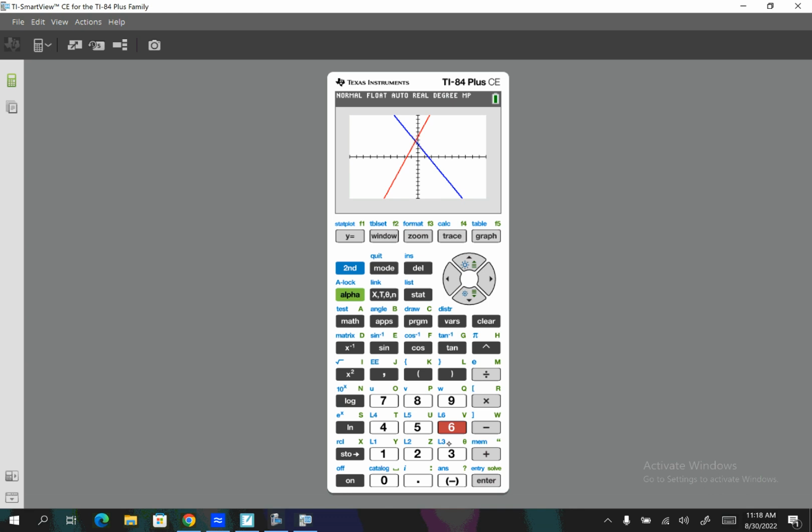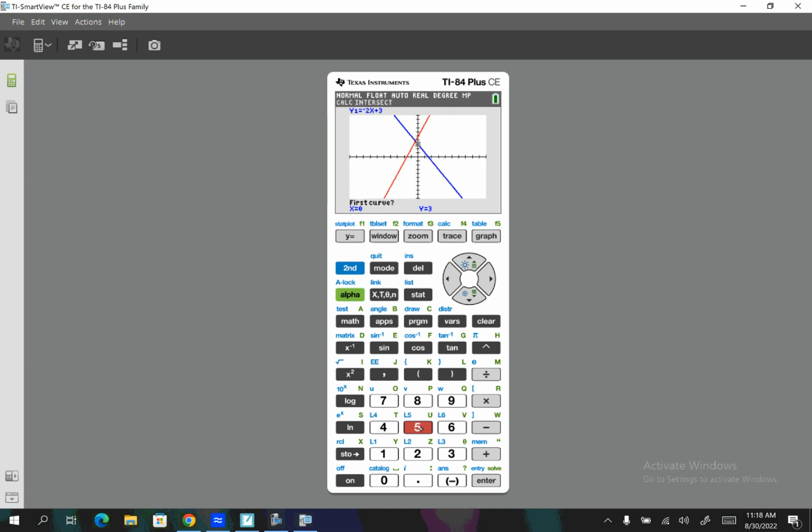Okay. All right. So we're going to ask the calculator now to find that intersection. We think it's around -0.5, 3.5. So to do that, we're going to hit second trace. This is the calculate menu we're going into, second trace. And then we're going to choose number 5, intersect. So just hit number 5.